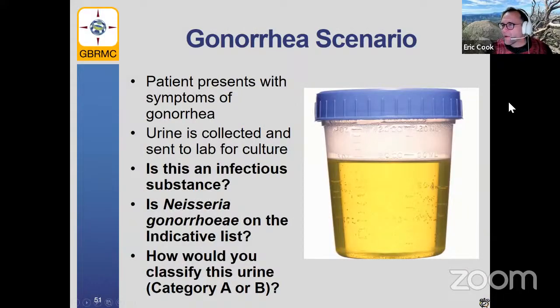Just because it's not on the list does not necessarily mean that it is not a category A infectious substance. But let's talk about what we do know about Neisseria gonorrhea. Does gonorrhea cause life-threatening or fatal disease in otherwise healthy people? The answer would be no, it doesn't. In fact, millions of people are infected with gonorrhea, or used to be, maybe not so much anymore. Gonorrhea is easily treated by antibiotics. So it's not really a big national emergency if people are exposed. And so we could say, yes, it is an infectious substance. No, it's not on the list. So therefore, category B would be the correct answer here.